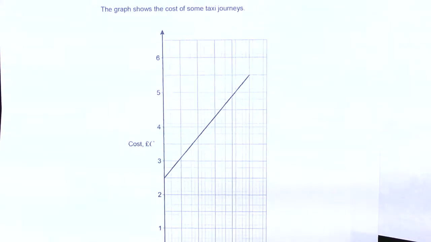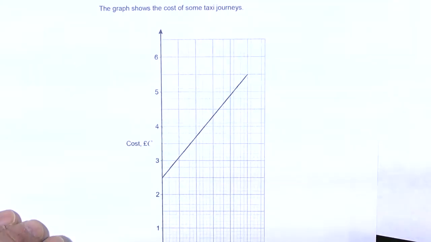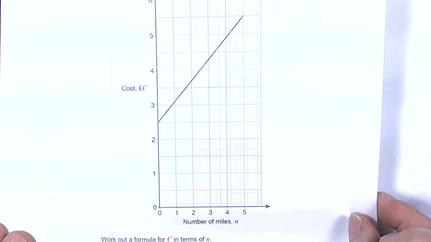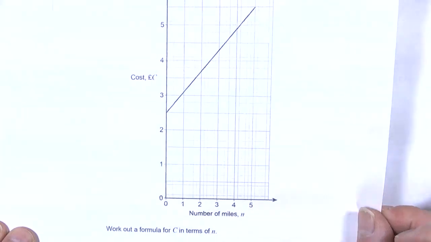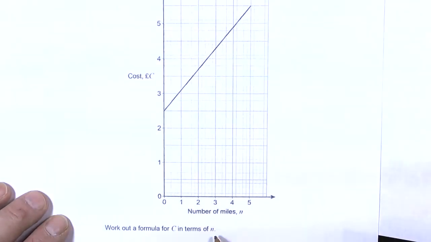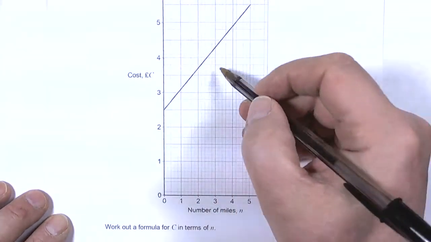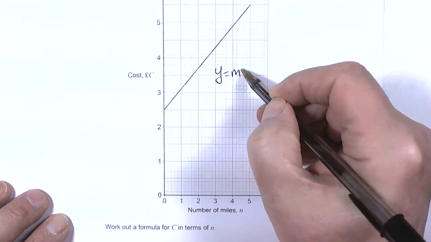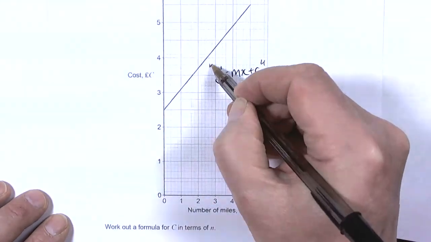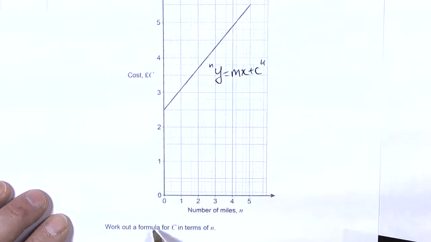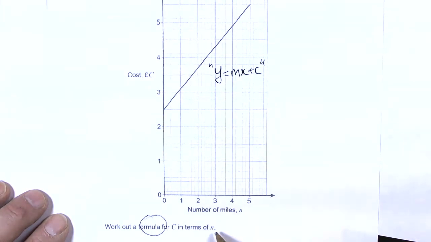This question gives you some information about a graph. It's about taxi journeys, and the question's asking you to work out the formula for the cost of the taxi journey in terms of n. So we can see this is a straight line, so it's kind of crying out at us to use the principles of y equals mx plus c to work out the equation of this line, and that would then allow us to connect the two variables, cost and number of miles, to get the formula.